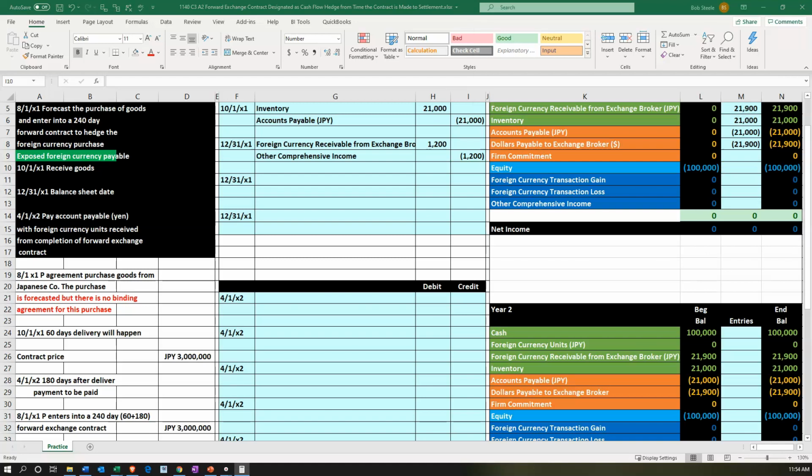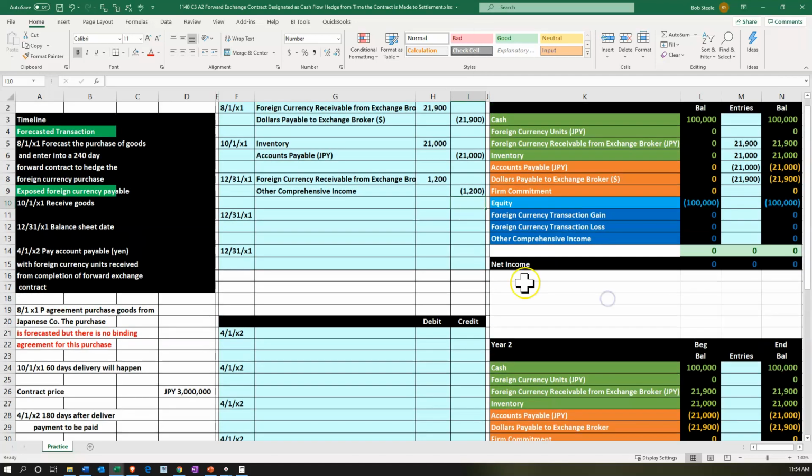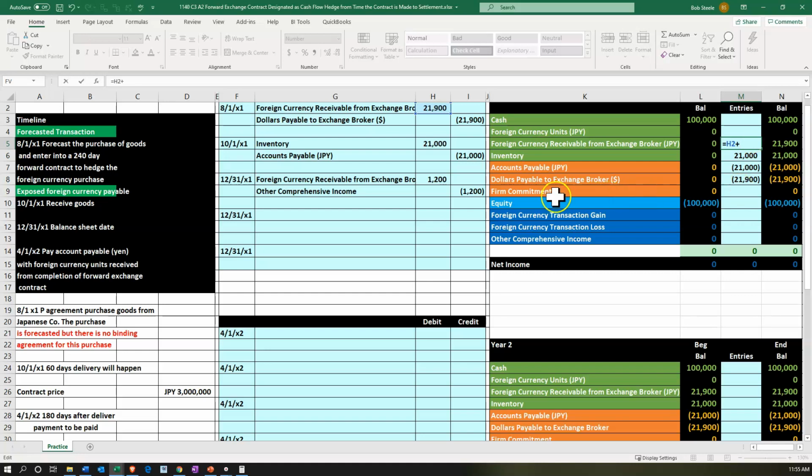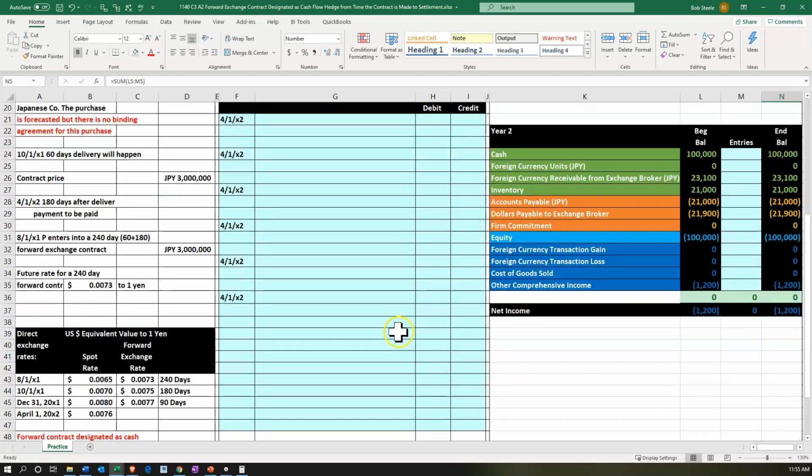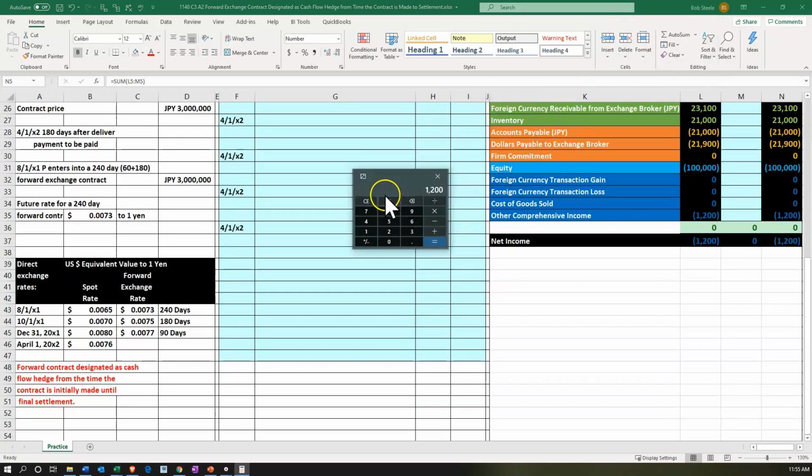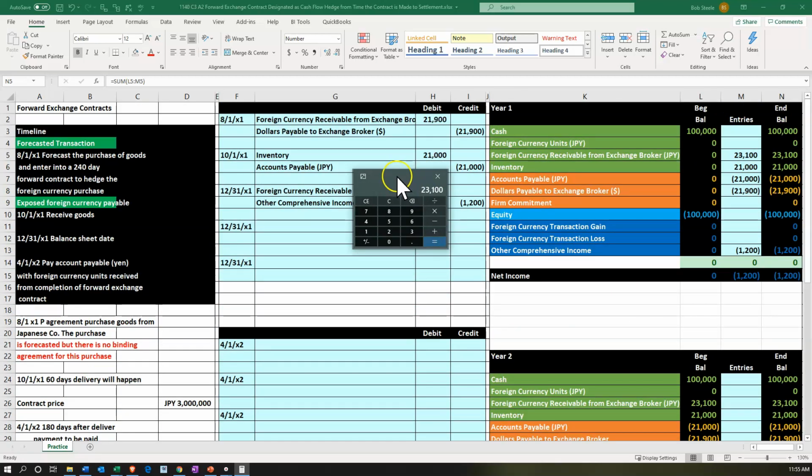Let's move the calculator out of the way and see if we can go ahead and post this thing out. So we have the receivable up top. Let's do that first. Something's in it, so I'm going to double click on it, go to the end of it, say plus, pick up that 1,200 on the receivable. Then we have the other comprehensive income. I'm going to go down here on the income statement side of things, picking up the 1,200 there. All right, now in the receivable, we now have that 23,100. Just to recalculate that one more time, that should be the 3 million times the forward rate of 0.0077. So there's the 23.1 once again.